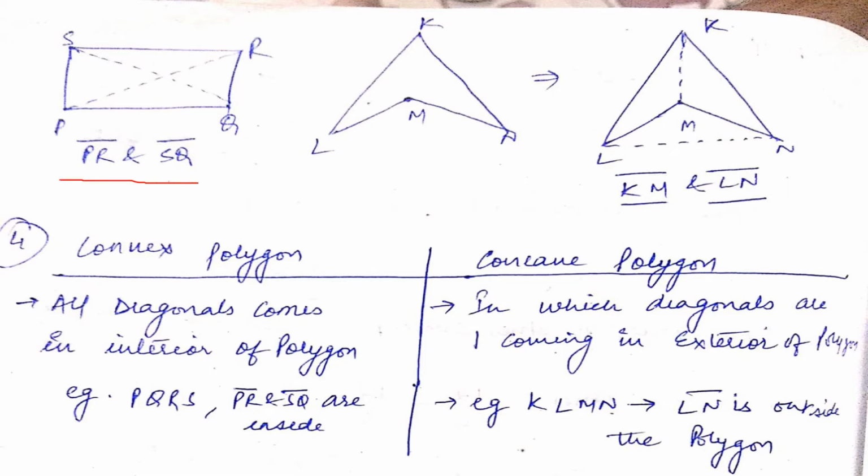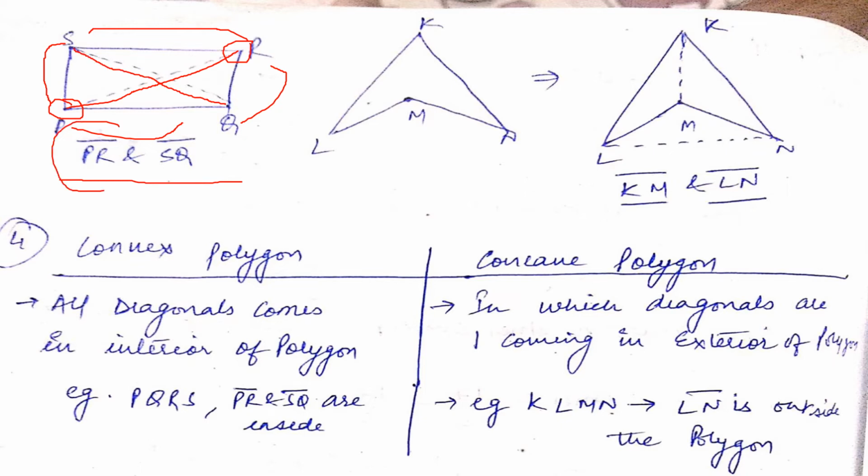For your example, I have shown some diagonals over here. Suppose this is a quadrilateral PQRS. In this, P and Q are consecutive, Q and R are consecutive, R and S are consecutive, and S and P are consecutive. So if you join consecutive points, you get sides. PQ is a side, QR is a side, RS is a side. But if you join non-consecutive points, suppose P and R are non-consecutive points, and you join them like this, what you get is a diagonal. Similarly, if you join Q and S, what you get is a diagonal. That is, PR and SQ are your diagonals.